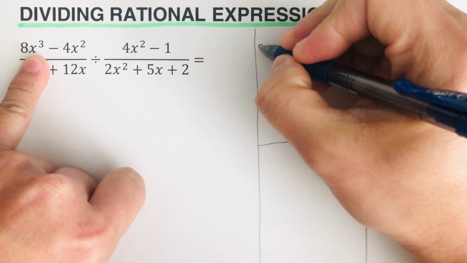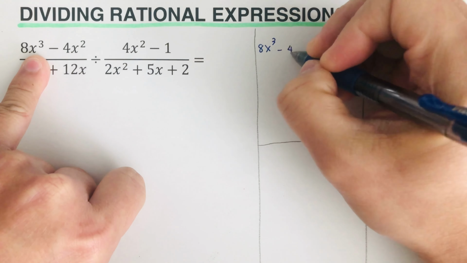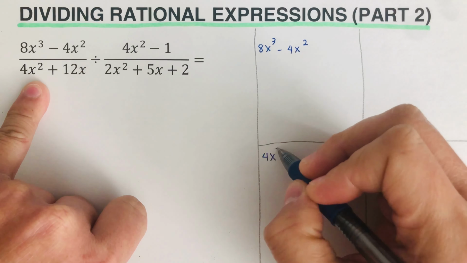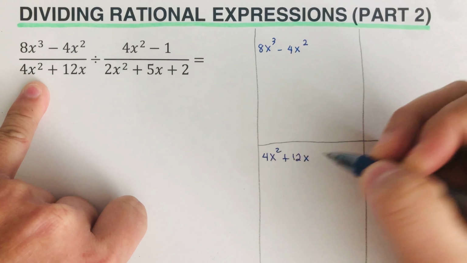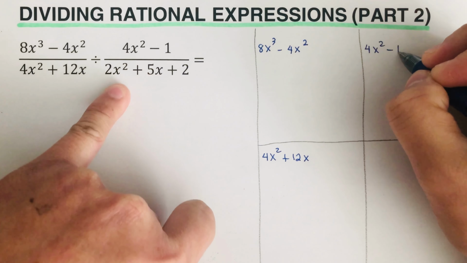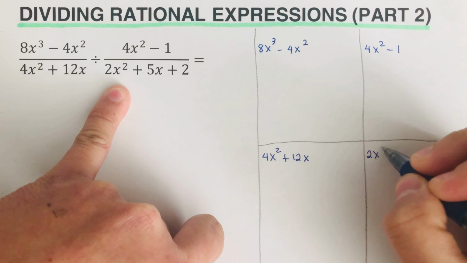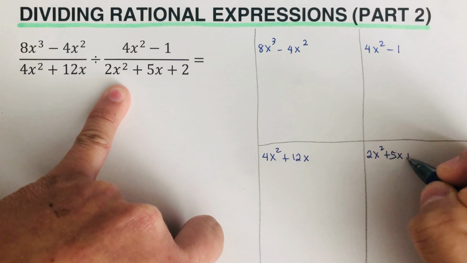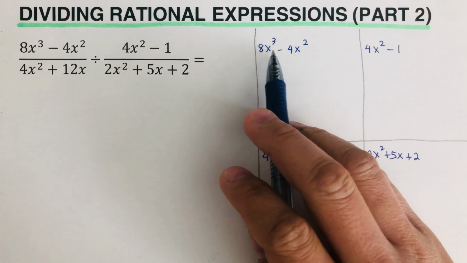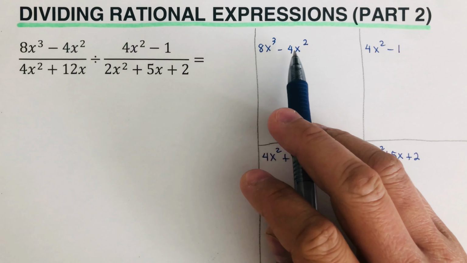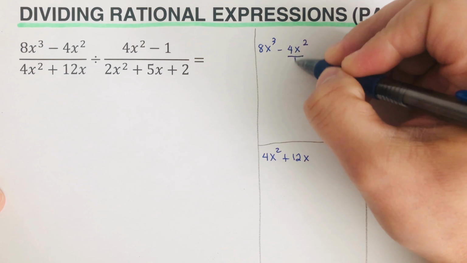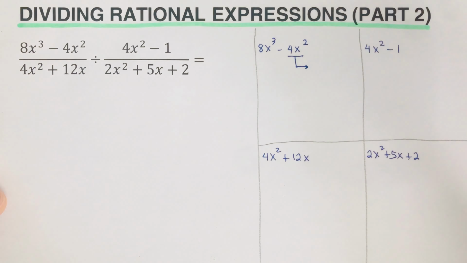So that is 8x cubed minus 4x squared. And then this spot right here would be for 4x squared plus 12x. And then this spot right here would be for 4x squared minus 1. And then this one right here would be for 2x squared plus 5x plus 2. Since there is a common factor to both of these, which is 4 and x squared, we're going to factor out the GCF. So in this expression right here, I'm just going to show the work on the side here.